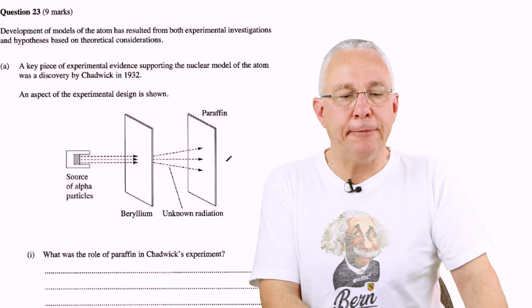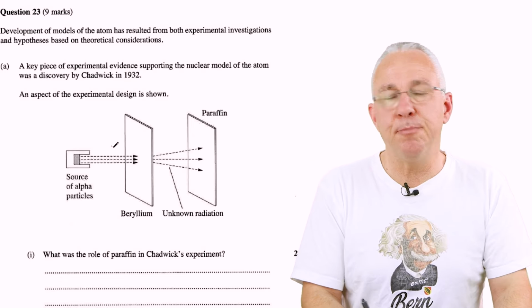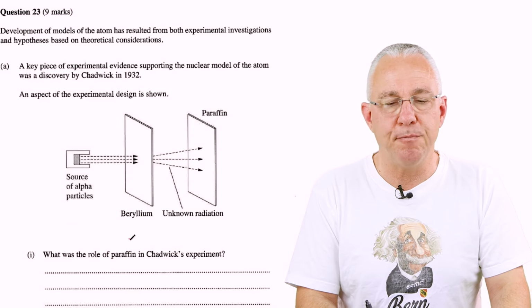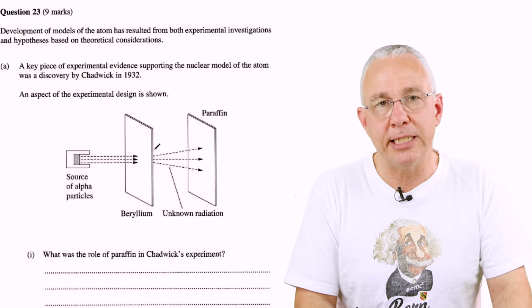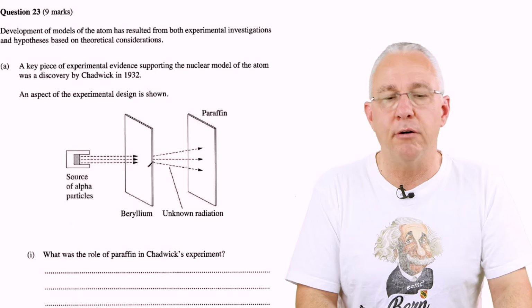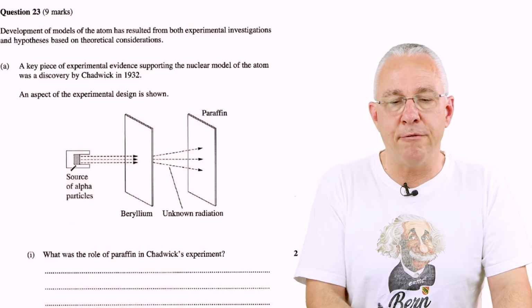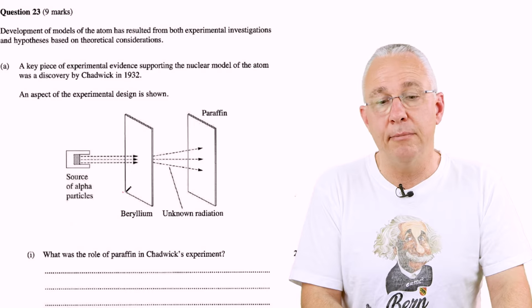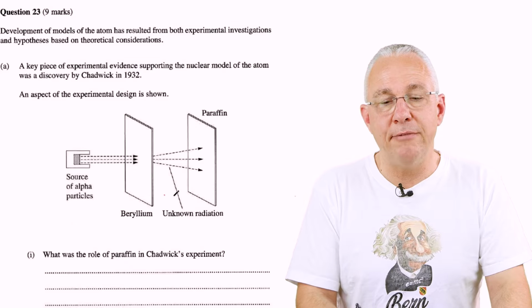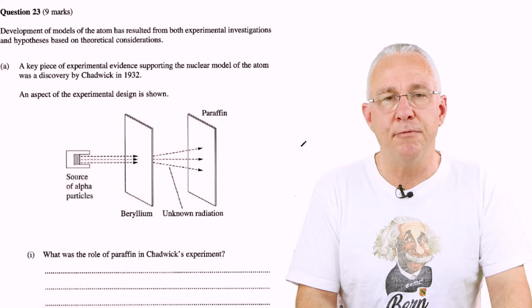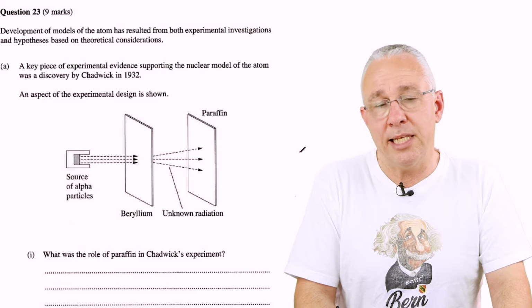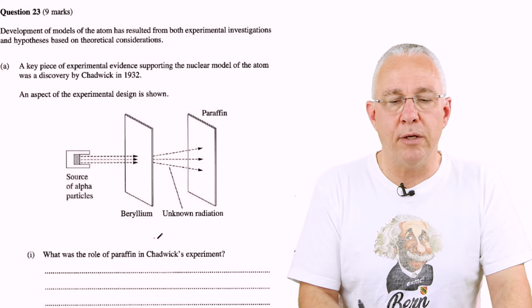Question 23. It's a 9-marker, but it's broken down into a number of sections. What is the first section interested in? Well, this is all about Chadwick's experiment about the discovery of the neutron. And he fired alpha particles at a beryllium surface that emitted unknown radiation, which hit the paraffin, and then other radiation came off, which could be detected. And this is what you're being assessed on. What is the role of the paraffin?